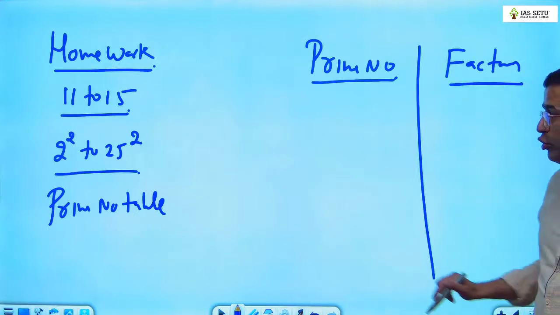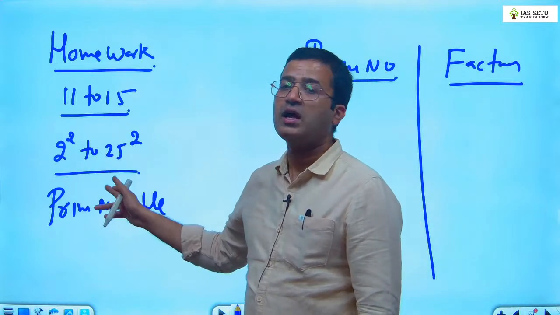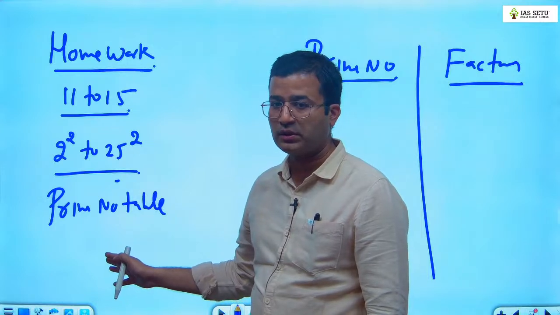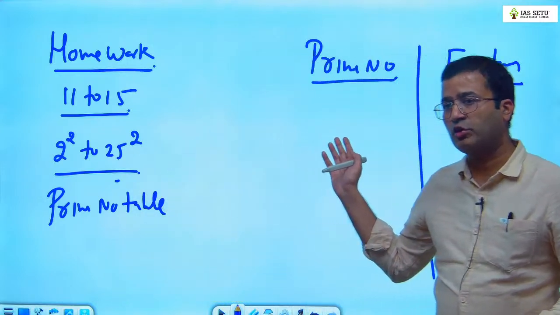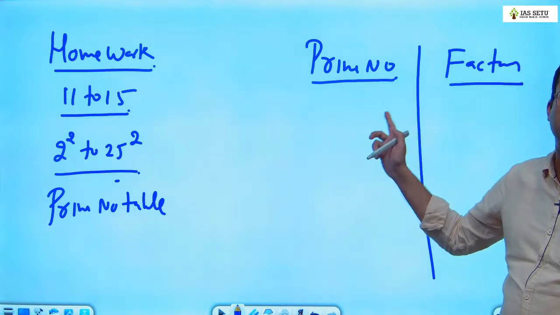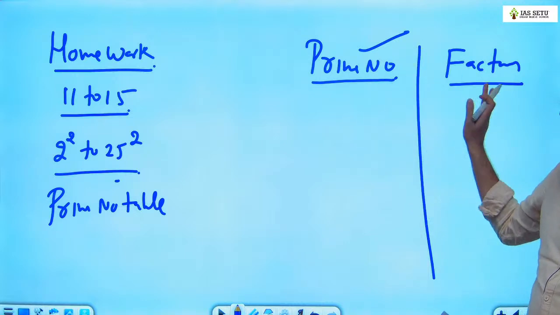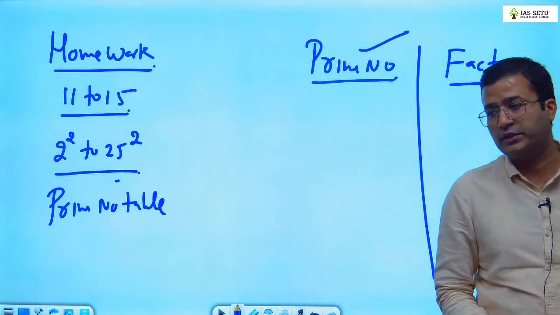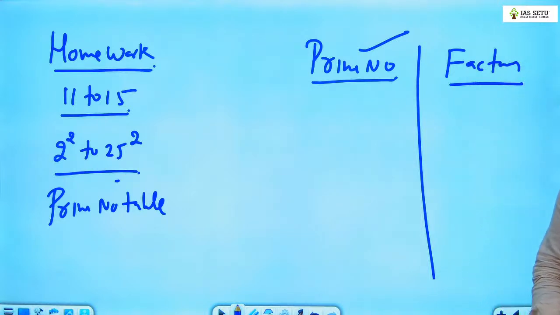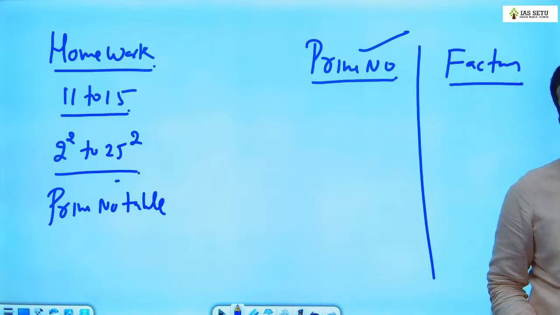So here for all of you 11 to 15 table, 2 square to 25 square has to be on your tips. Prime number table has to be on your tips. For category 0 or category 1 students, other than this you have to refer NCERT and ICSE board book. If you find information related to prime number, related to factors, you have to read. Thank you students. Any other doubt? I'm here only for this, you can show me. If you have any other doubt, you can.